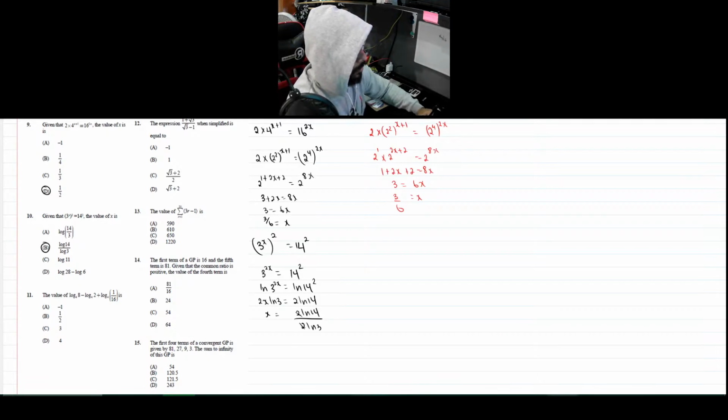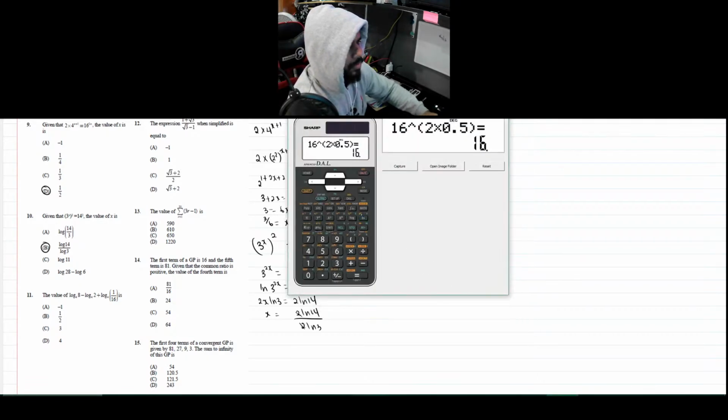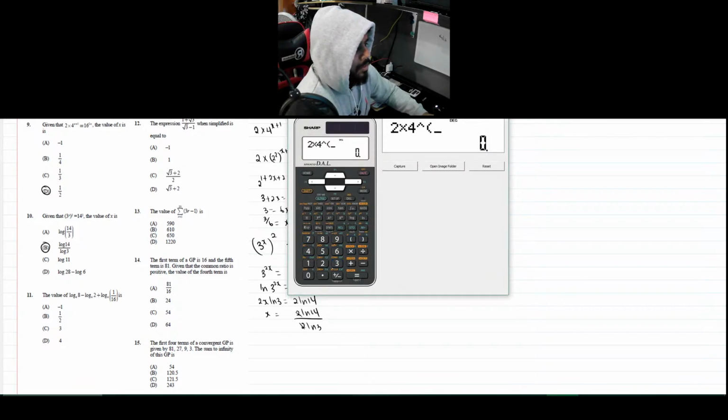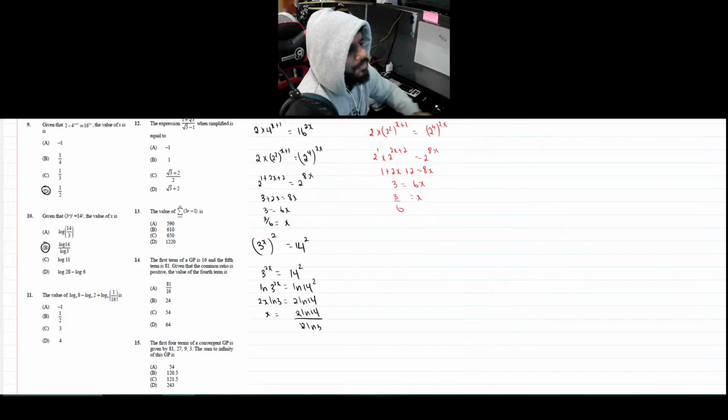Let me check it over again. I don't think I can make the same mistake twice. It's possible. 2 by 4 to the power, open bracket, 0.5 plus 1. Yeah, 16. Alright, so I checked the first side wrong then. The answer is, yeah, the answer is D.